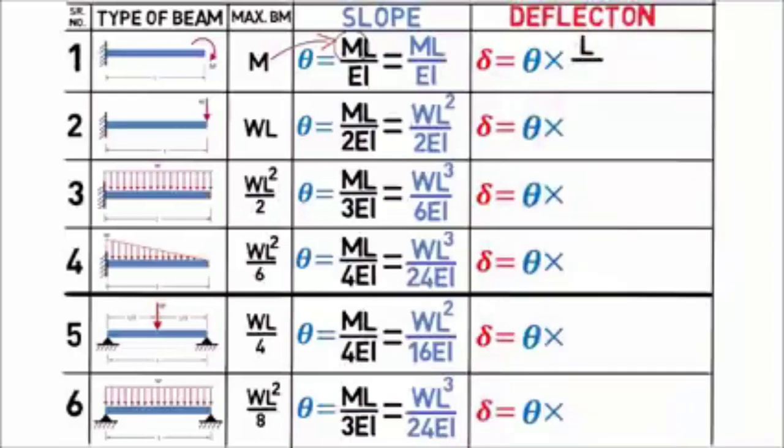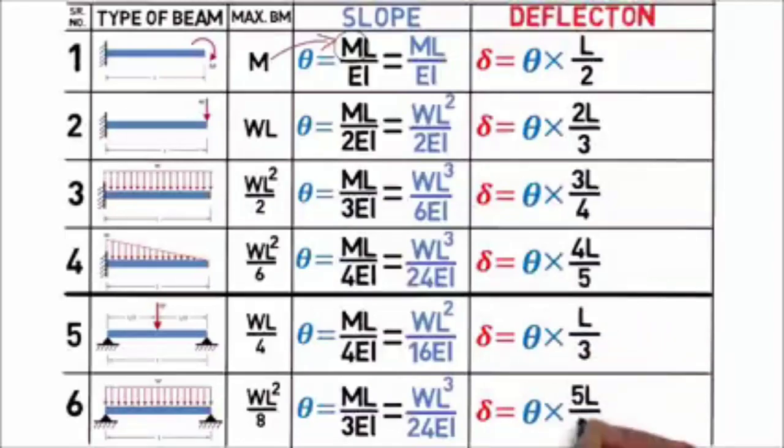For the first case, the multiplying factor is L by 2. Second case, 2L by 3. Third case, 3L by 4. Fourth case, 4L by 5. And for simply supported beams, it is L by 3 and 5L by 16. So multiply this factor with the slope.